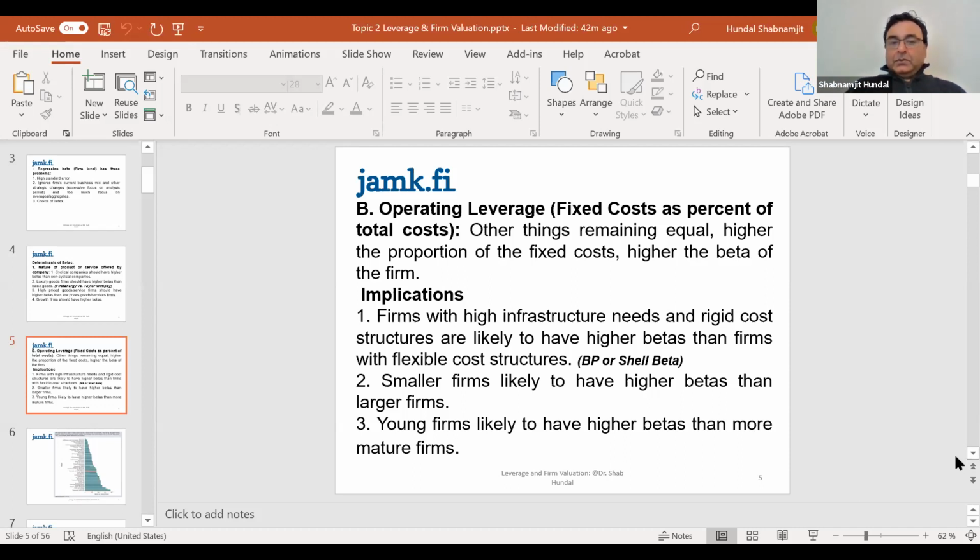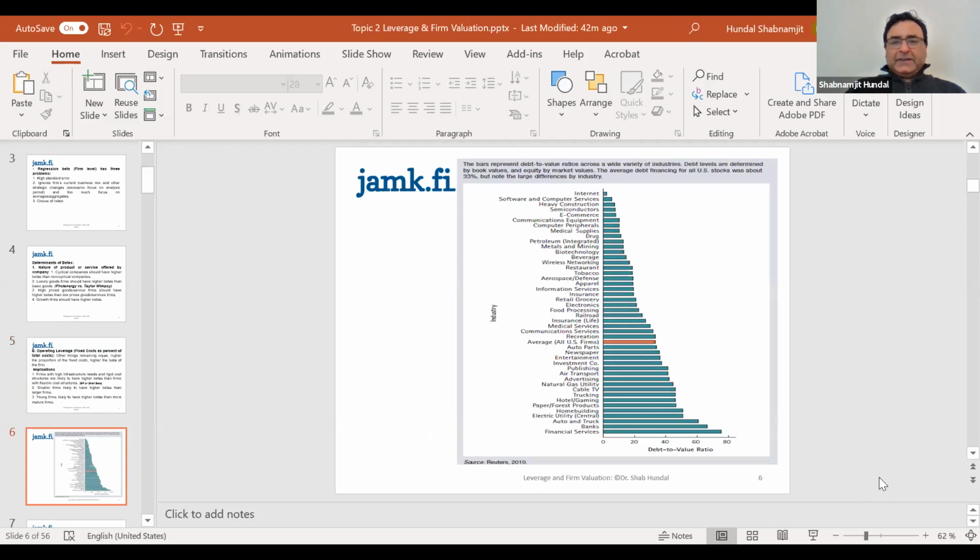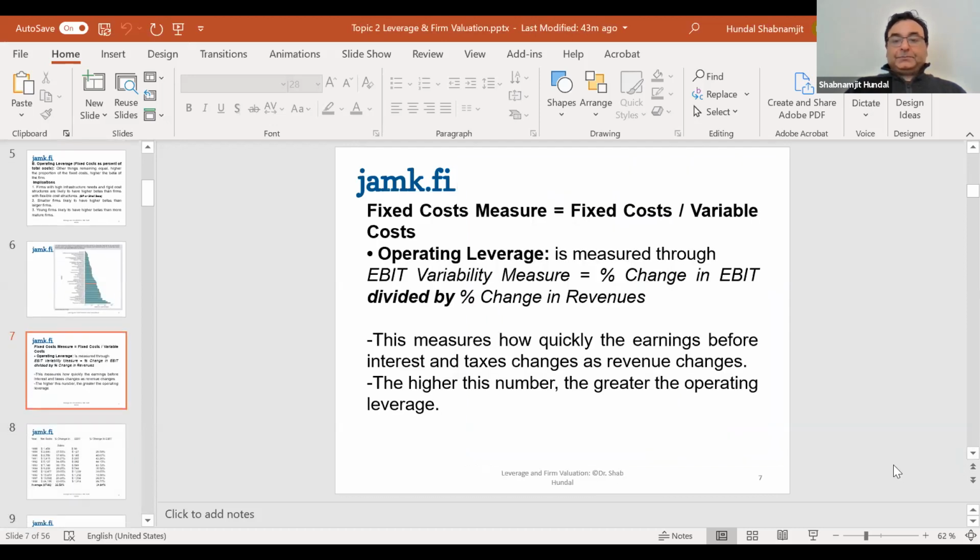Okay, so we move on, and this is just an example which shows which sector has the least leverage and which sector has the highest leverage. You can see that the IT companies have the least leverage. Leverage means debt. The financial services are based on debt; they get debt and they give debt. But the automobile, electric companies, paper, hotel, cable, all these companies are so much based on debt.